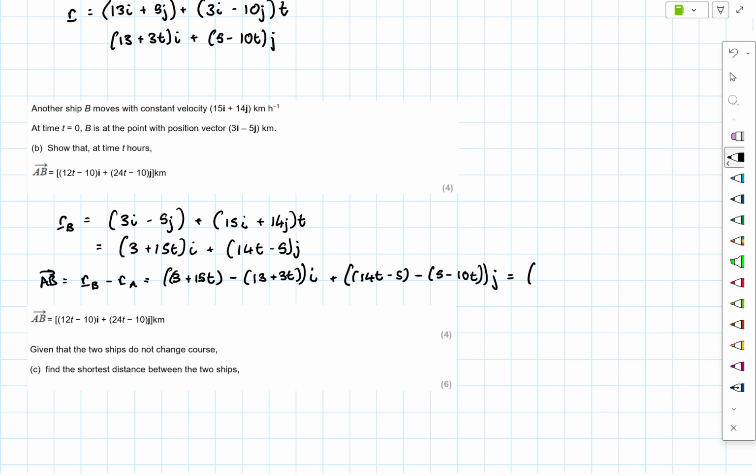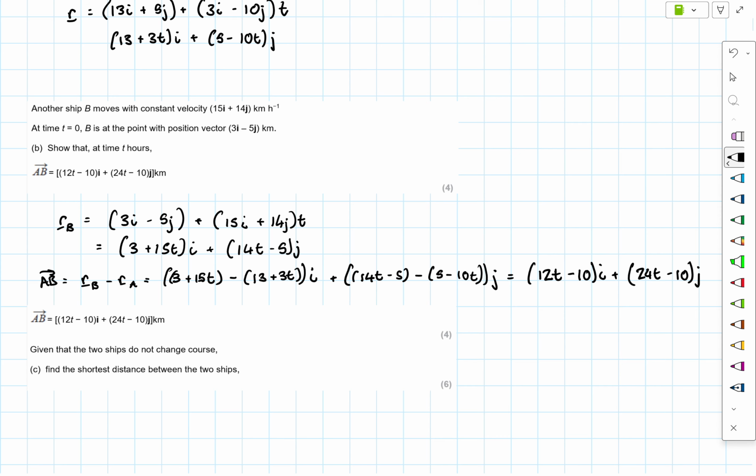And I can do that now. That's 15t minus 3t is 12t. 3 minus 13 is minus 10, and that's i. And then 14 plus 10t is 24t. Minus 5 is minus 10t, minus 10, and that's my j's. So you can see there, I've got exactly what it asked for.